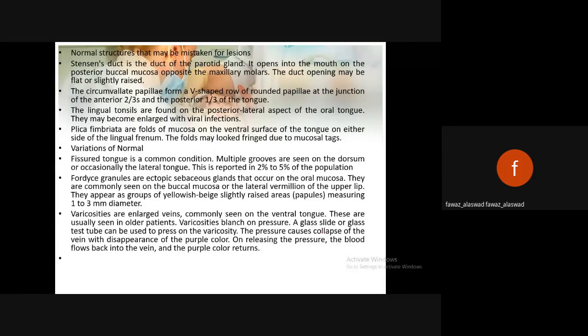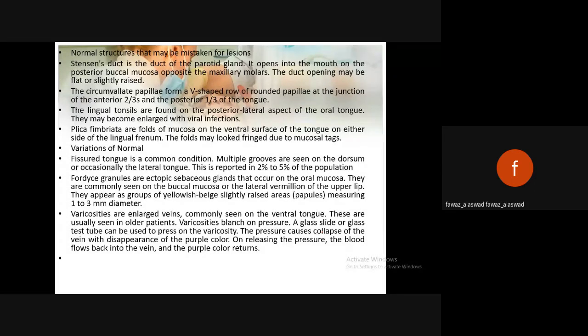Knowing the diagnosis of the oral mucosa lesion is very important to know which structure is considered to be benign, which structure is considered to be malignant, and further investigation is required. This is the main aim of oral medicine.